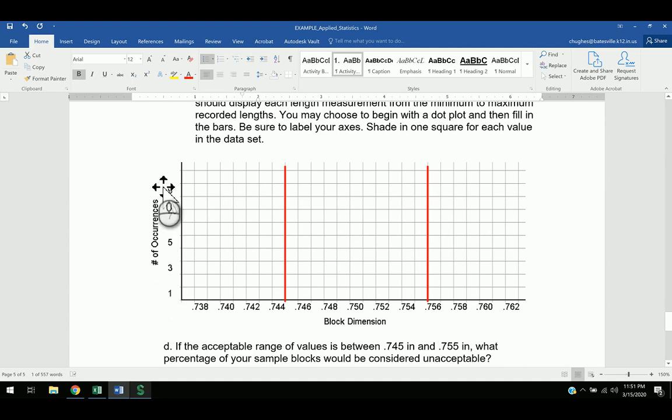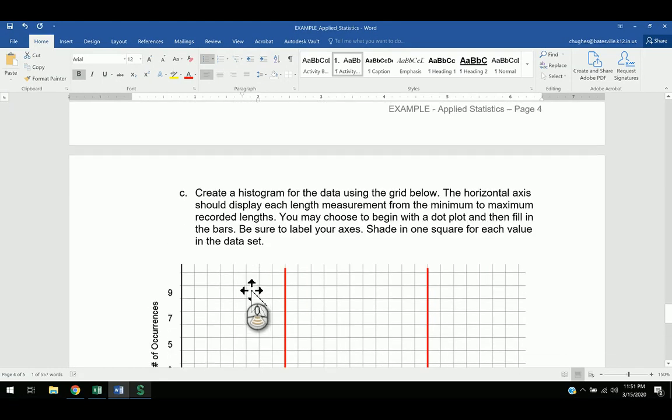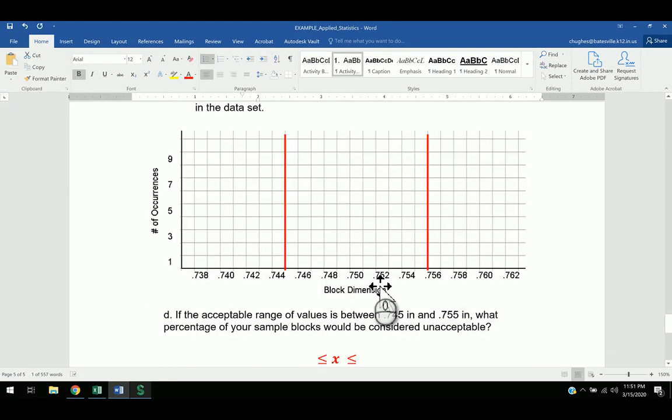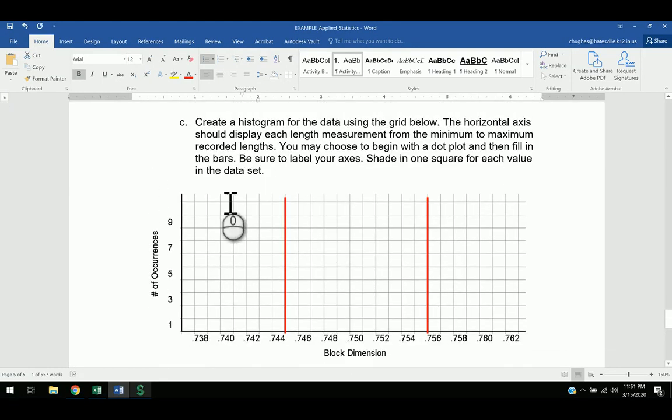We have the number of occurrences that shows up on the y-axis. We have the block dimensions that show up on the x-axis. And then here they have some red lines in there, which is going to represent a range for letter D. But what we're going to do is see our data values. Based on our chart here, we're going to shade in one square for each value of the data set.